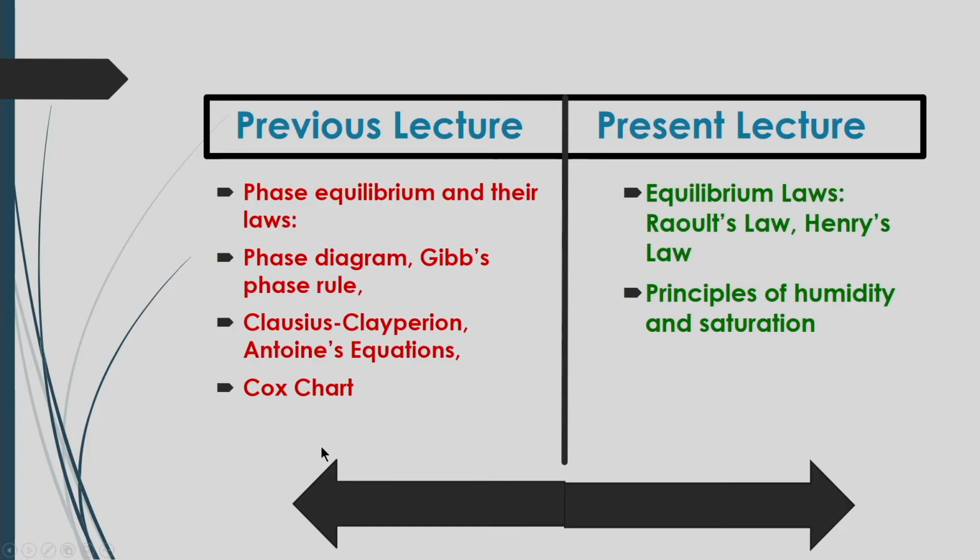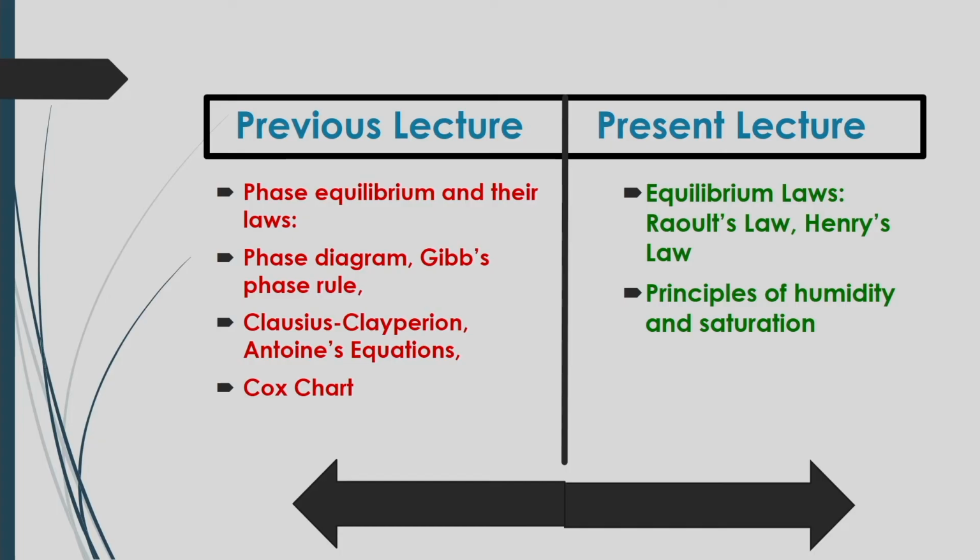In the previous lecture we described phase equilibrium and the different laws, and also how in a phase diagram we can read the different states of substances at different temperatures and pressures, and how the phase rule is applied to specify the variables of the system to identify any properties of the system.